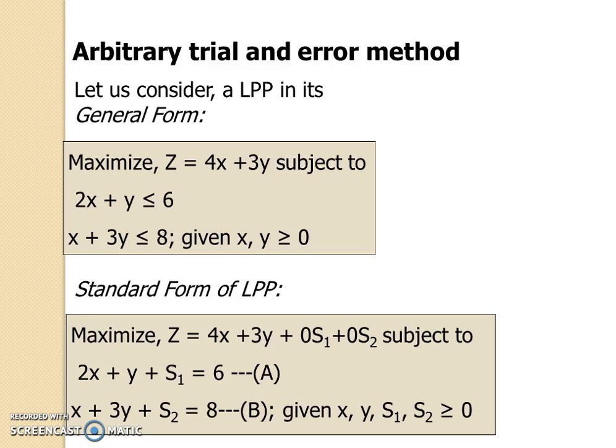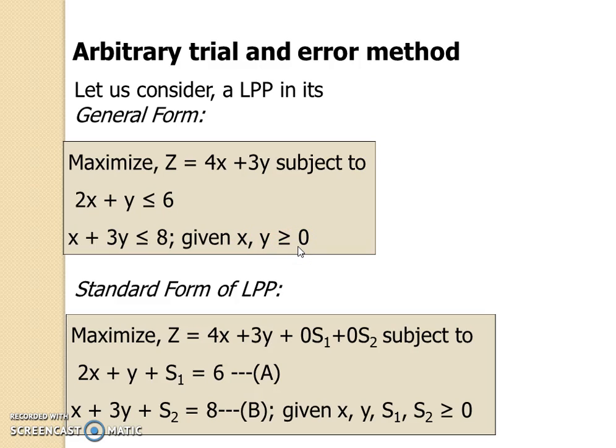Maximize z is equal to 4x plus 3y subject to 2x plus y less than or equal to 6 and x plus 3y is less than or equal to 8, given x and y are greater than or equal to 0.